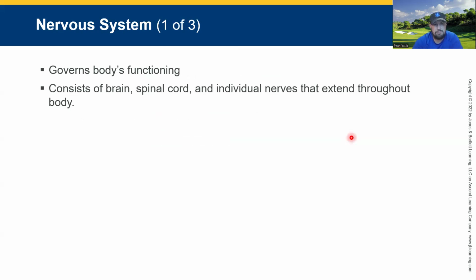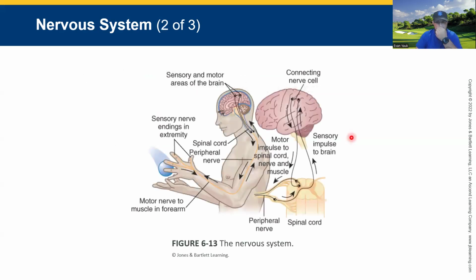The nervous system governs the body's functioning. It consists of the brain, the spinal cord, and individual nerves that extend throughout the body. I think most of us understand how this works. So, the sensory and motor areas of the brain, the sensory nerve endings in our extremities and throughout our body, the spinal cord, the peripheral nerves, motor nerves. I'm not going to read all these. We all understand that our brain tells our body something, or our body tells our brain something, and it happens, right?